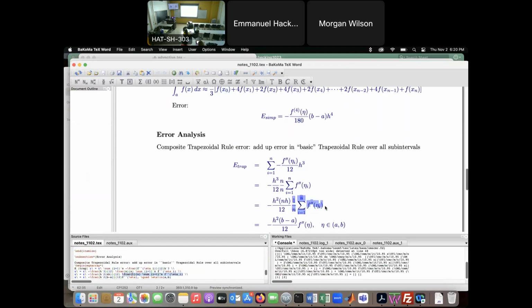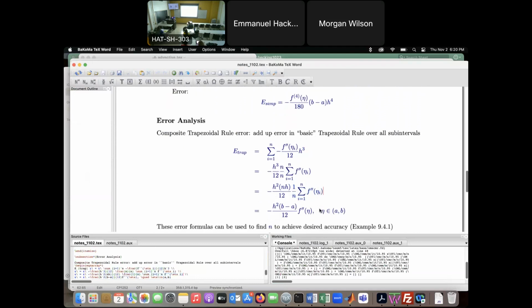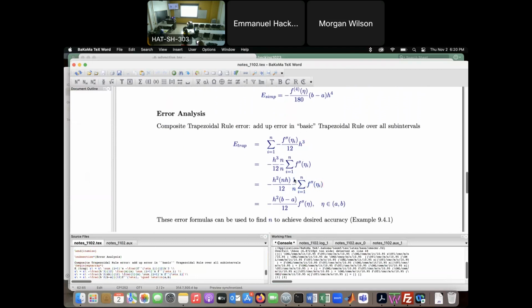This here is an average of f double prime values. So like before, I'm using the fact that if I assume that f double prime is continuous on [a,b], then I can apply the intermediate value theorem and conclude that there's some point eta in [a,b] such that f double prime at that point eta is equal to the average of these other f double prime values at points in [a,b]. So that's one of the nice uses that we've seen a few times of the intermediate value theorem.